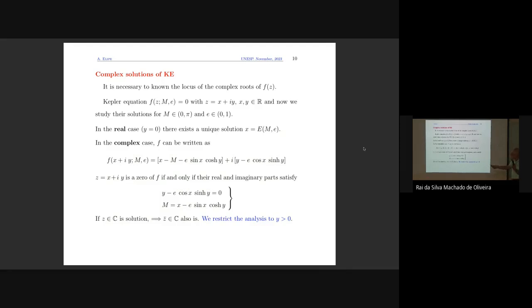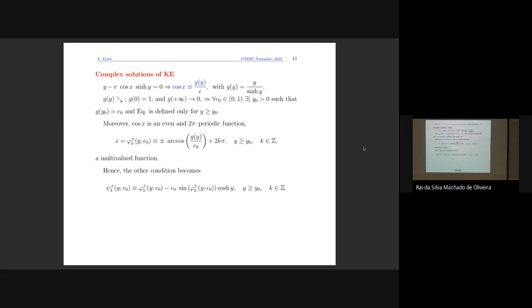So we have to solve this system to obtain x and y, the solution of this system of two equations with two unknowns. So from one of them, we may have cosine of x, that will be a function of g. This function is this part. This function is a continuously decreasing function. At 0 it is equal to 1, because the limit of this is 1, and at infinity it tends to 0.